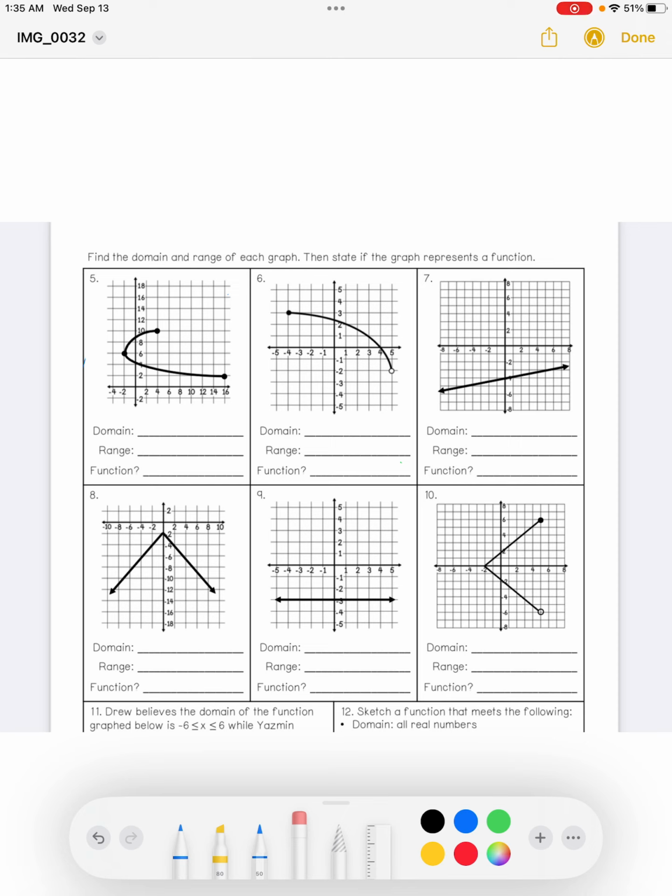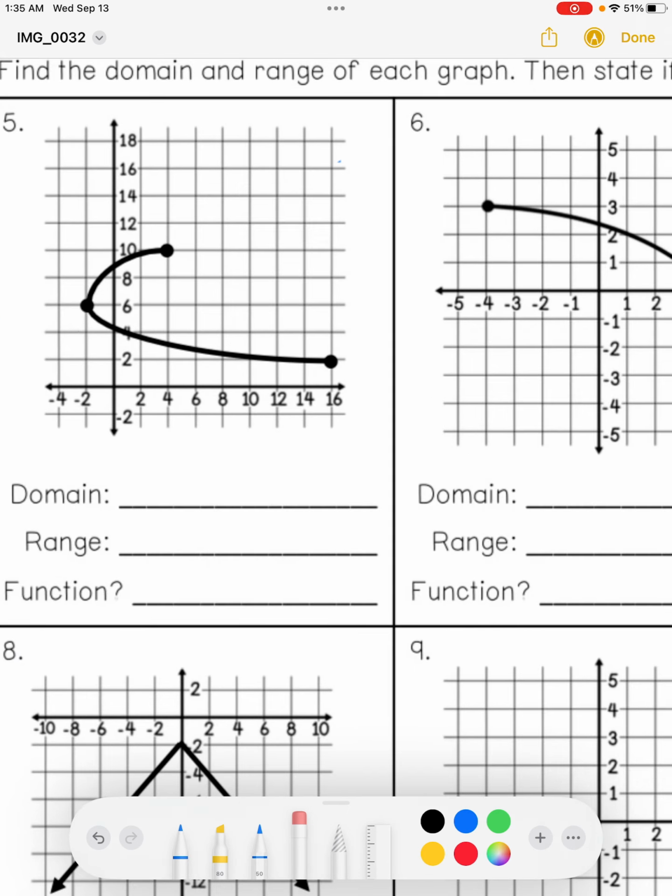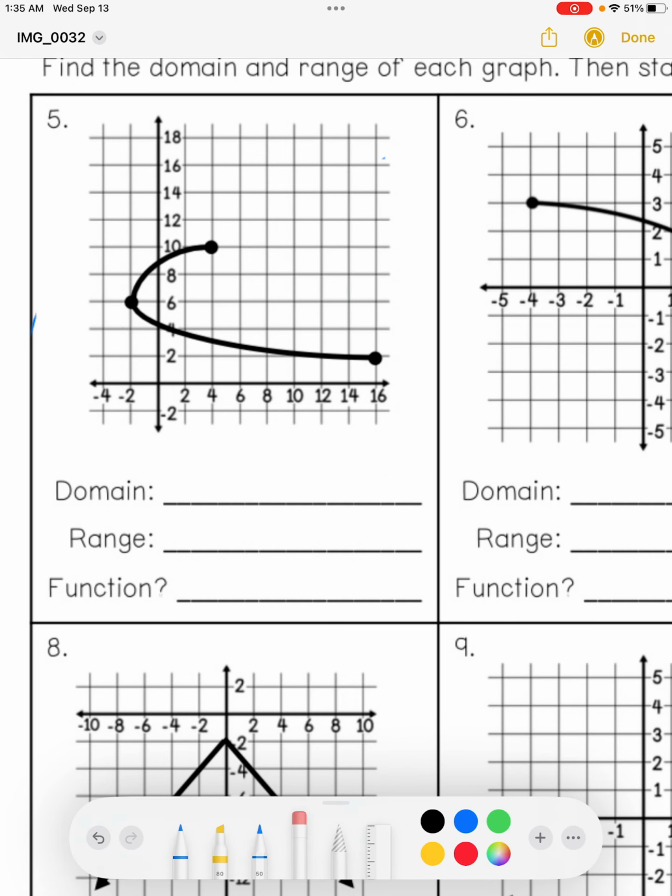Alright, so let's go ahead and hop in. I think I'm only going to do 5, 6, and 7, and that should cover everything that you need to know. Alright, so let's look at question 5. Question 5 simply asks us to find the domain and the range. We're going to just start with that. We're not going to worry about the function part at the end for now. So let's just focus on domain and range.